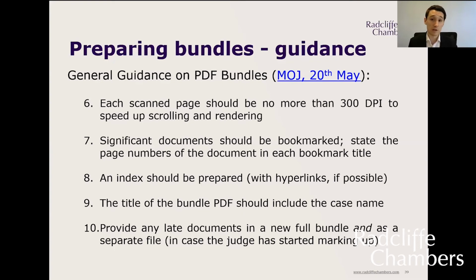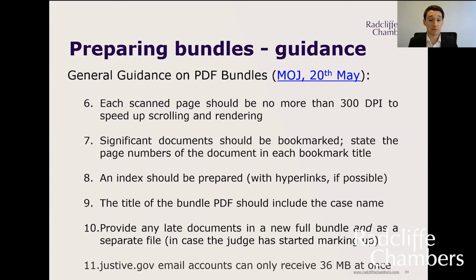That means if the judges started looking at the original bundle, they'll take the small pot to add to them. Or if they haven't, they'll take the new completed bundle. It gives them the choice. Finally, remember, when it comes to filing, justice.gov email addresses can only accept up to 36 megabytes at once. So if your bundle is more than that, don't bother trying to email it. It just won't get through.